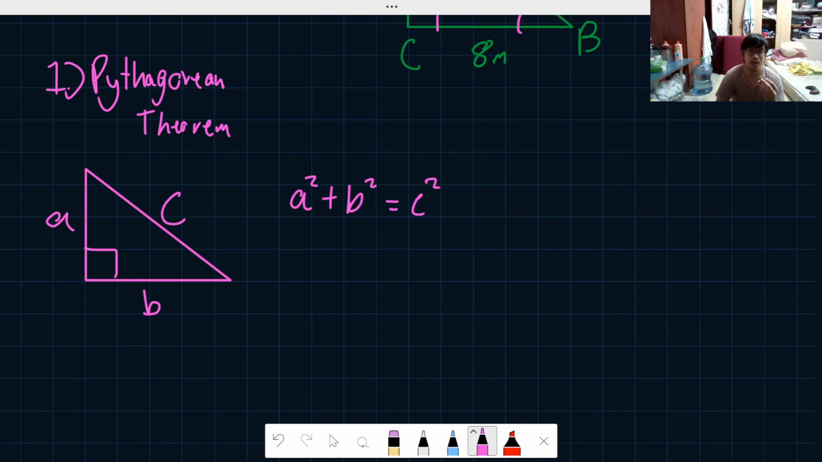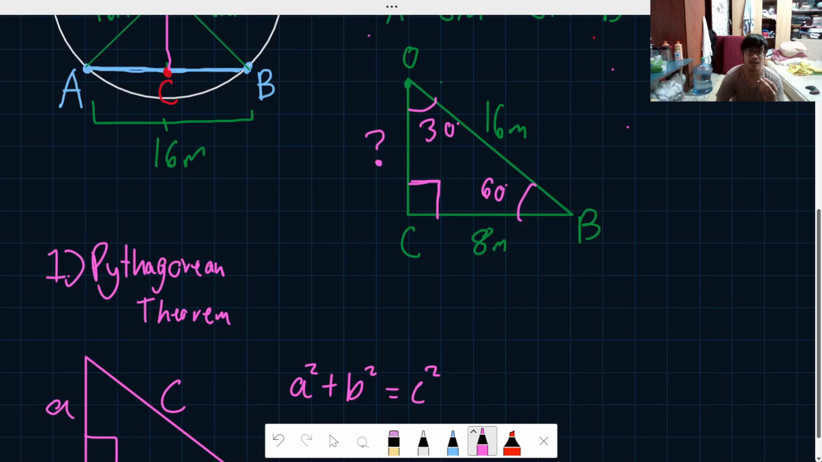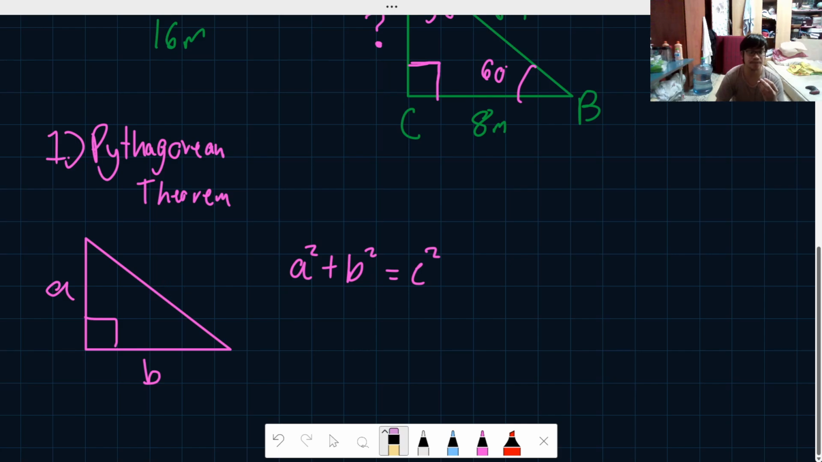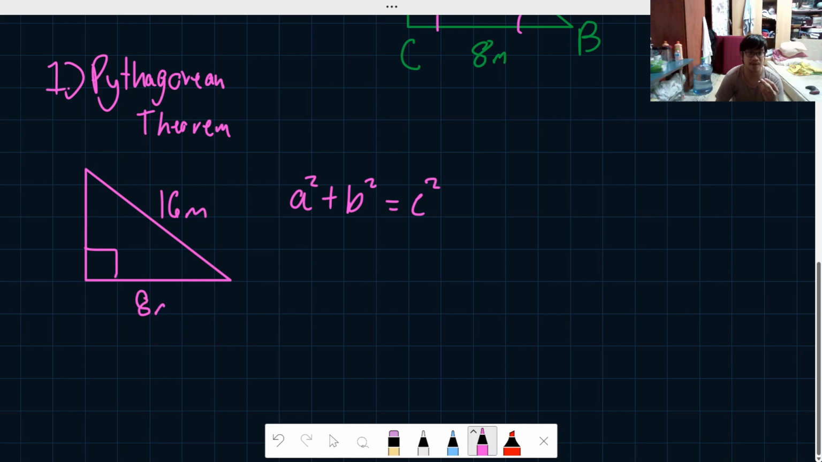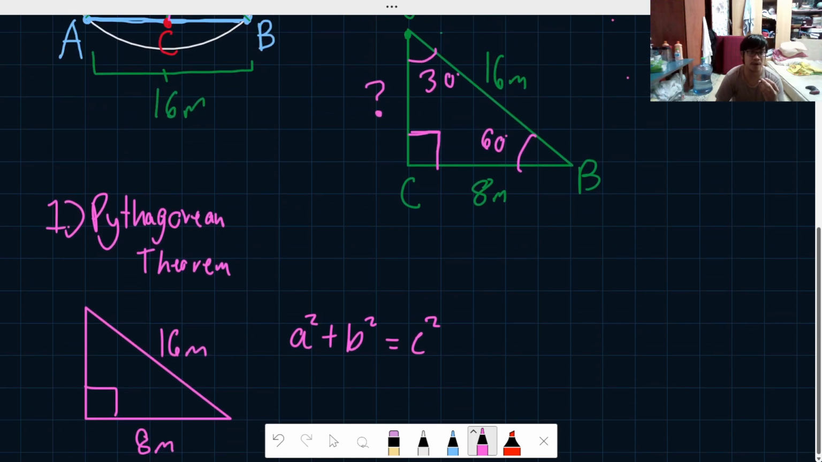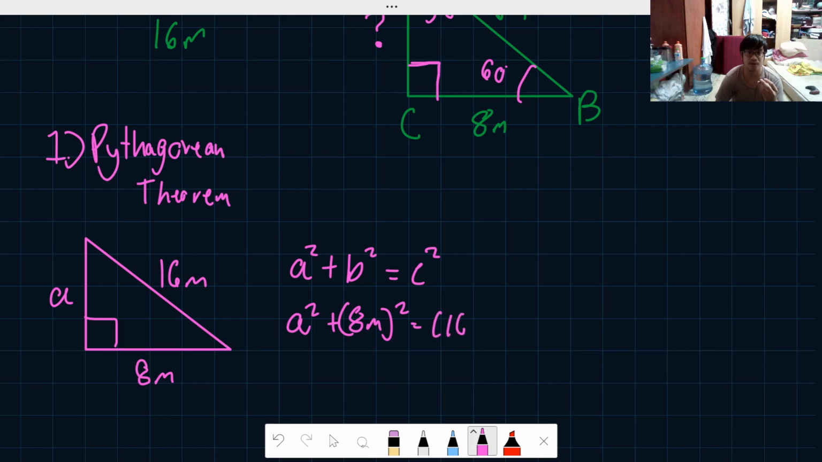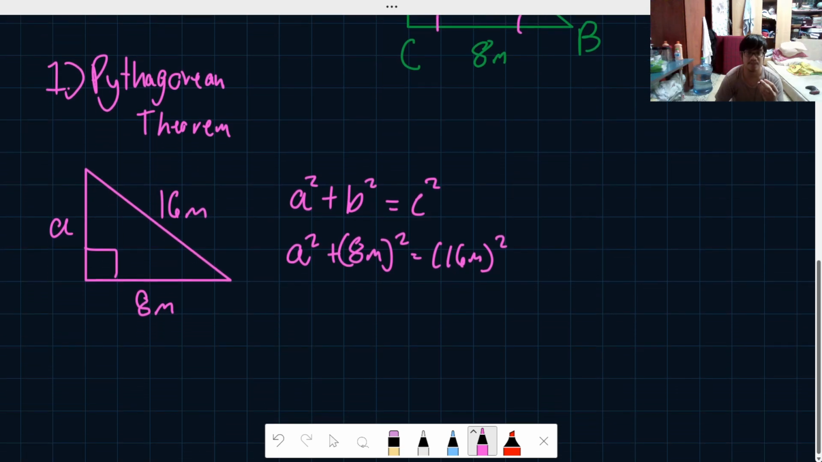We can apply this formula in this problem. Let's say our hypotenuse is 16 meters, our base is 8 meters, and our vertical side is A. Let's substitute. A is what we're looking for. A squared plus B squared, the square of 8 meters, is equal to C squared, the square of 16 meters.